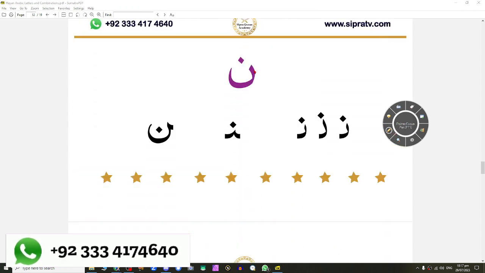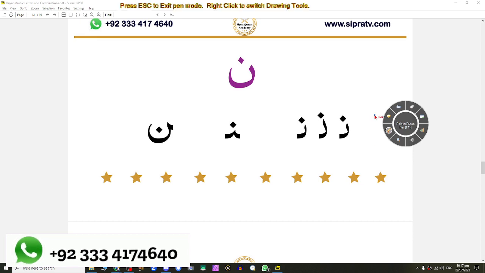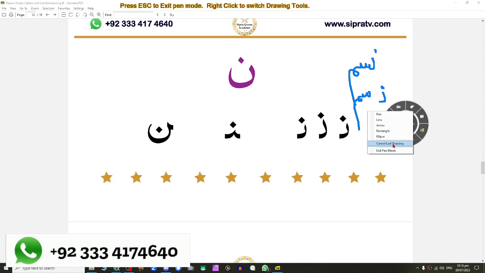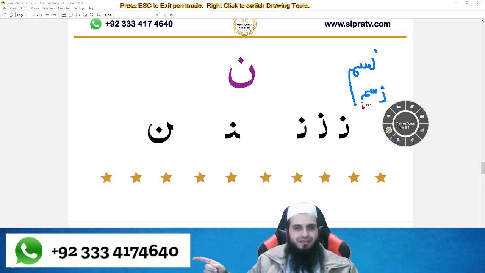This is the letter Noon. Now you may not confuse the letter Za or Zal with this letter, because Noon will always be connected with the letter next to it, and Zal and Za will never be connected with the letter next to them. So, for example, this is Noon Seen Meem. If we try to write Za Seen Meem, then it will be written like this. There will be a gap between the Seen and the letter Za, and it will not be joined together. And same is the case with the letter Zal here.